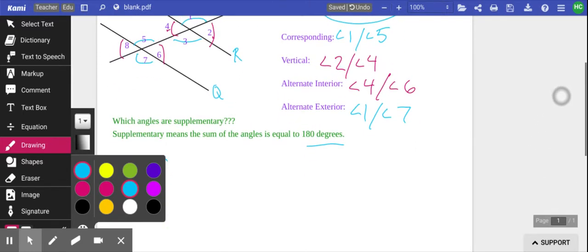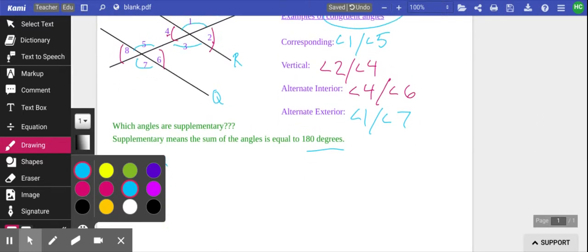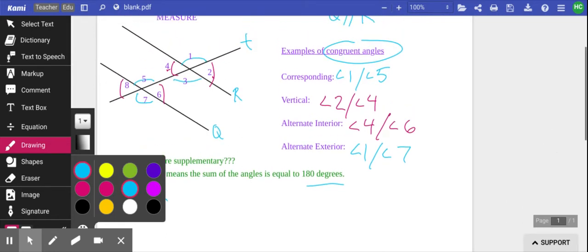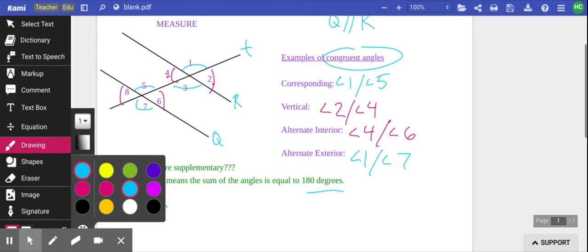And then down here, I have written about supplementary. Supplementary just means that the sum adds up to 180. So when you add them, they should equal 180 degrees. There are a lot of examples of that on here. See how I have them labeled as blue and pink? If I combine a blue angle and a pink angle, it's going to add up to 180 degrees.